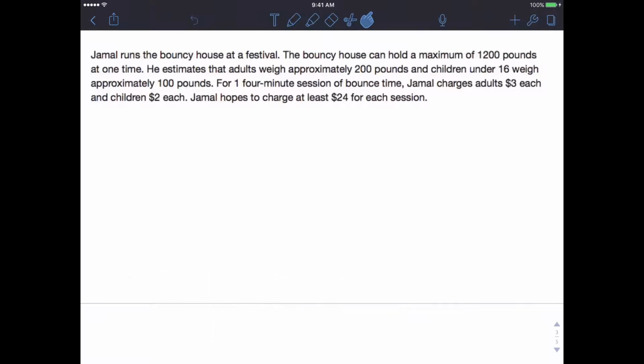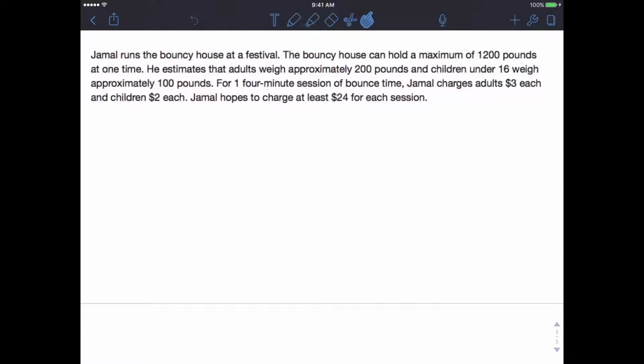Alright everyone, so let's go ahead and get started on the word problem. From this word problem we're going to take out our two linear inequalities and make a system of it. Okay, so let's just get started.